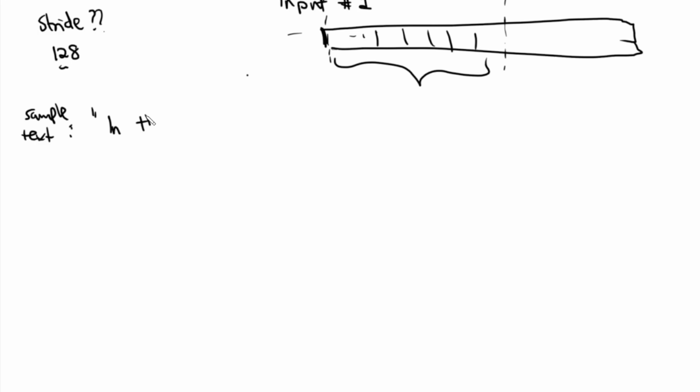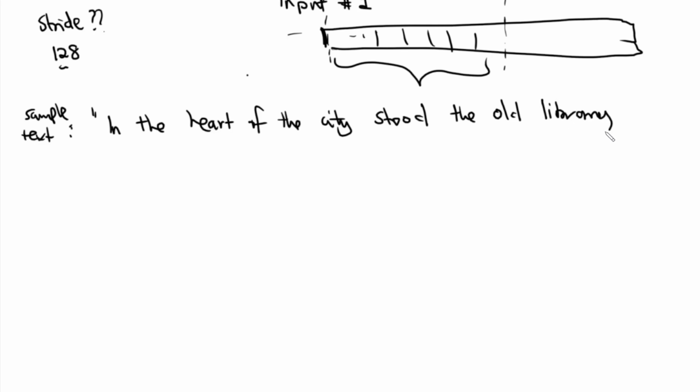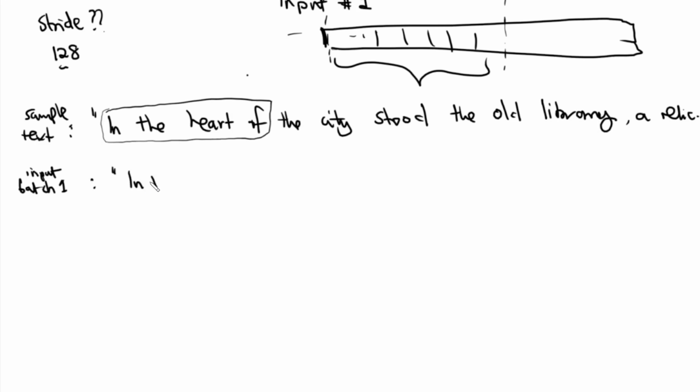In the heart of the city stood the old library, a relic, and so on. So that is the text that we have. Let's see the effect of stride. We are doing batch one. What is the input for batch one? The context window is 4, so it's going to collect these: in the heart of. That is batch one, right? The input for batch one would be in the heart of.